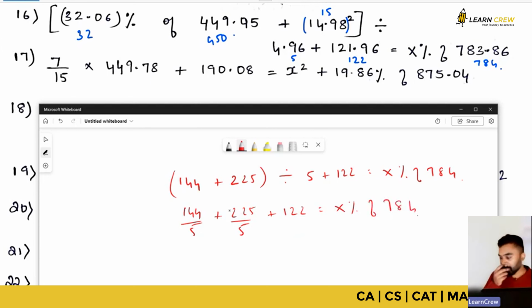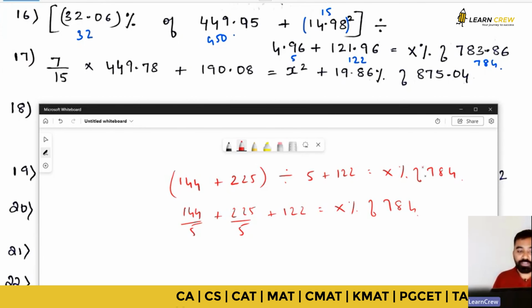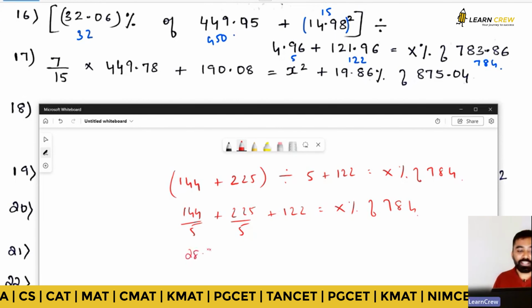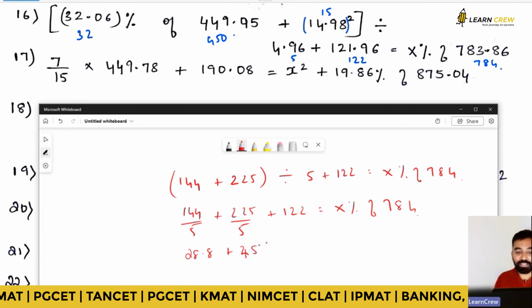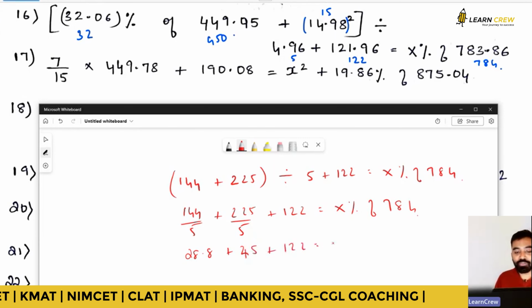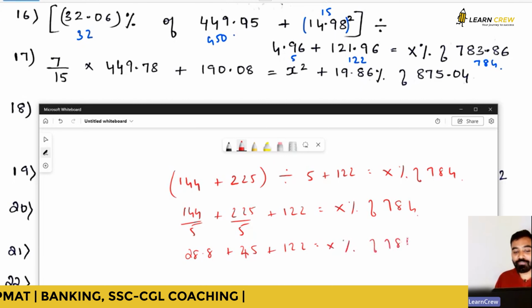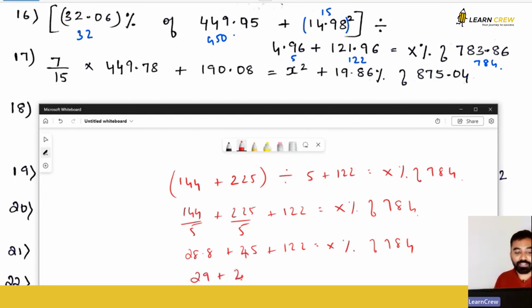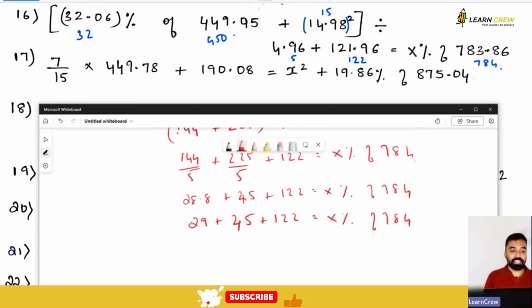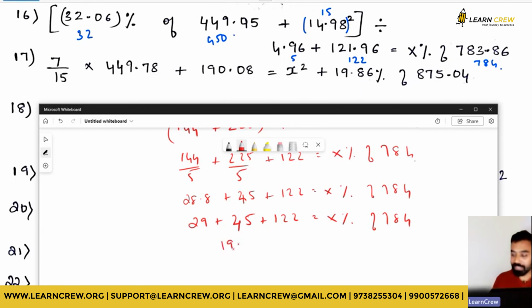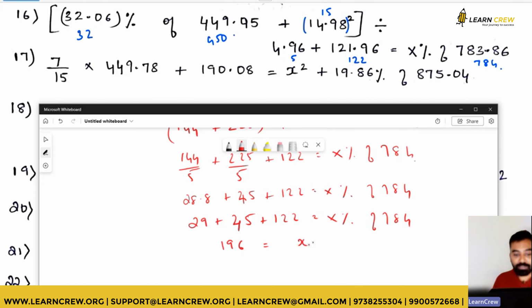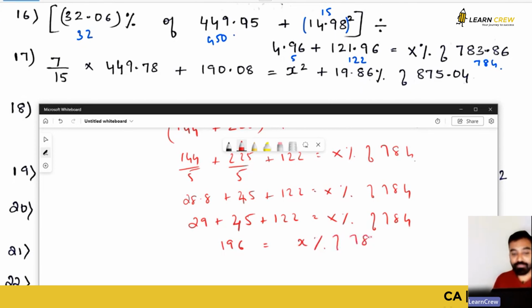So 225 divided by 5 is 45. 144 divided by 5 is 28.8 plus this is 45 plus 122 equal to x percent of 784. This 28.8 can be written as 29 plus 45 plus 122 equal to x percent of 784. Right? Now, what is this addition? 45 plus 29 plus 122? 196. 196 equal to x percent of 784.